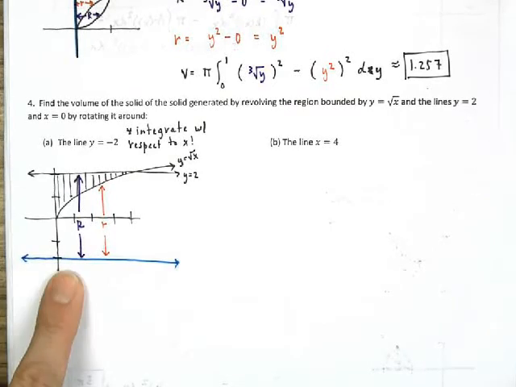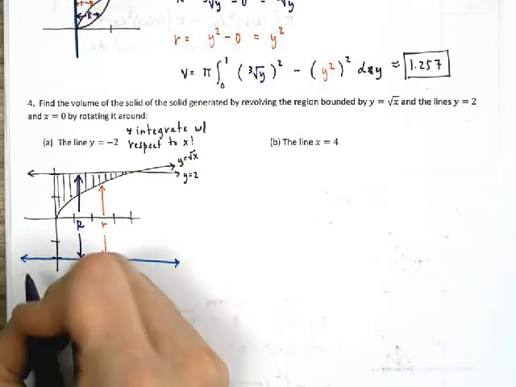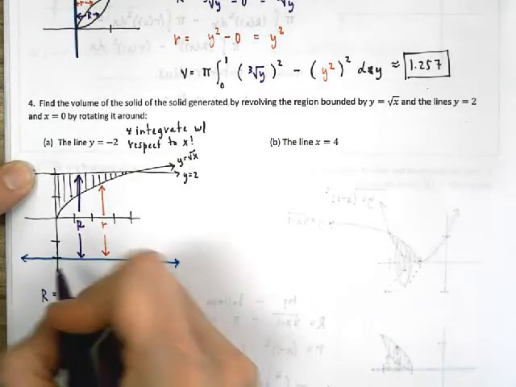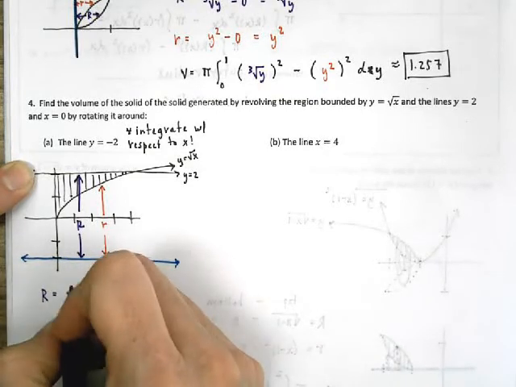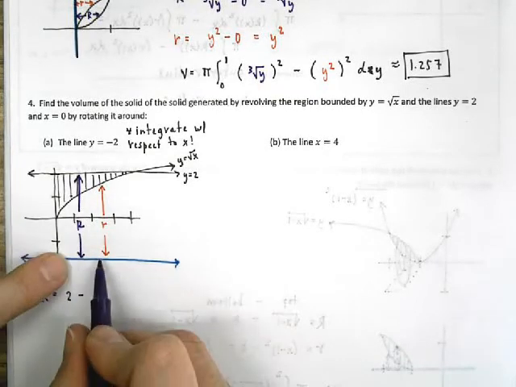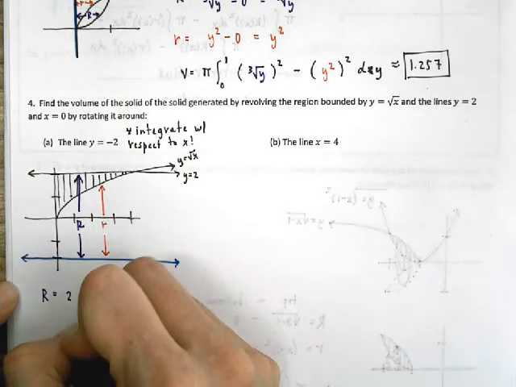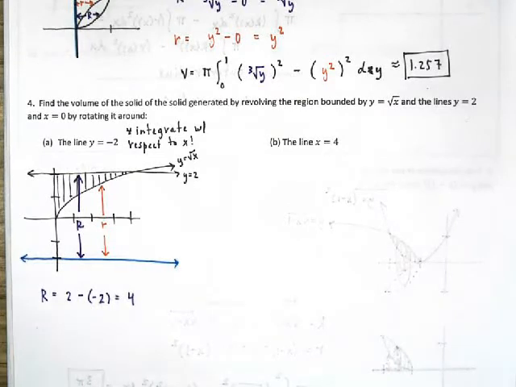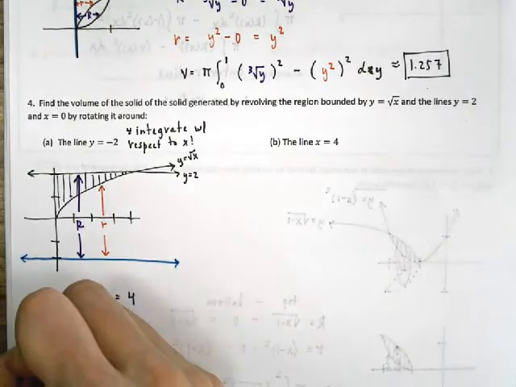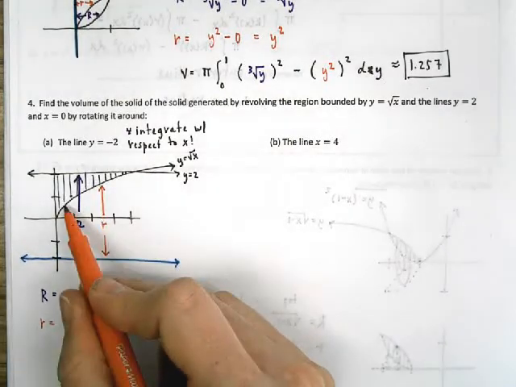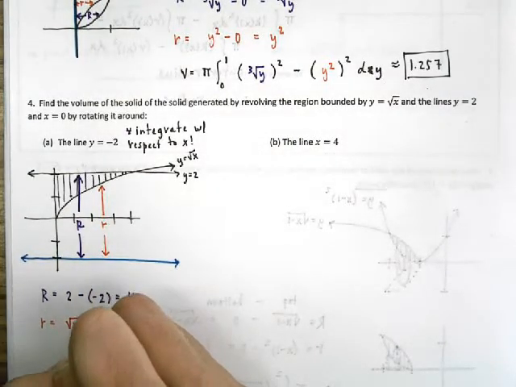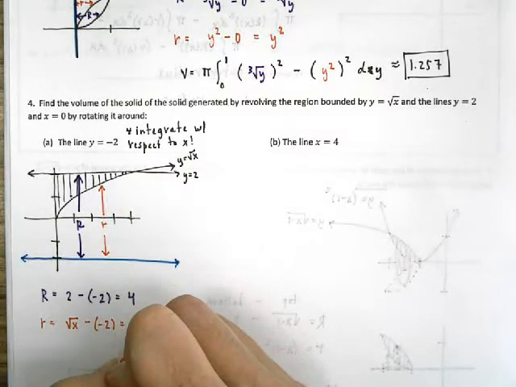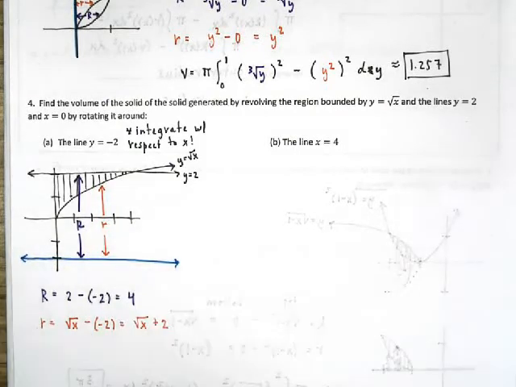So now we just have to be careful because now our bottom isn't 0 anymore. If I look at my big R, it's the top, which in this case happens to be the line y equals 2. So I have 2 minus, my bottom now is the line y equals -2. So I have 2 minus a -2, so my big R is just 4. My little r, well, this curve now is the square root of x, and I'm going to subtract, again, the bottom, which is -2. So my little r is the square root of x plus 2.